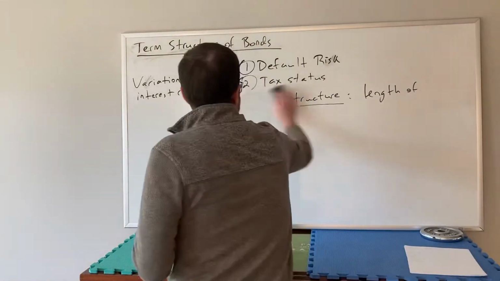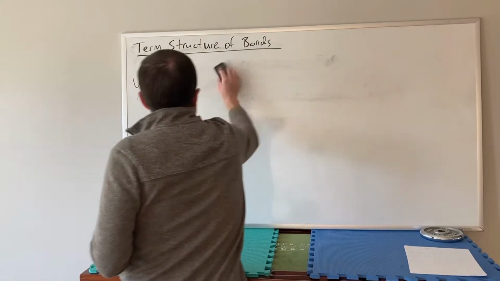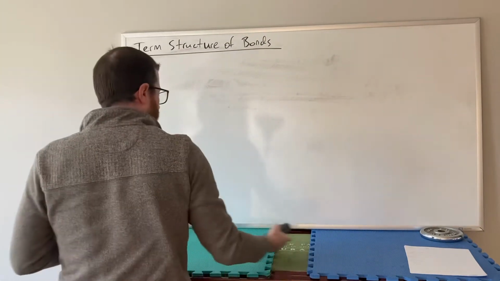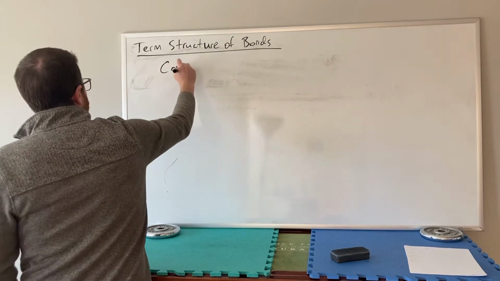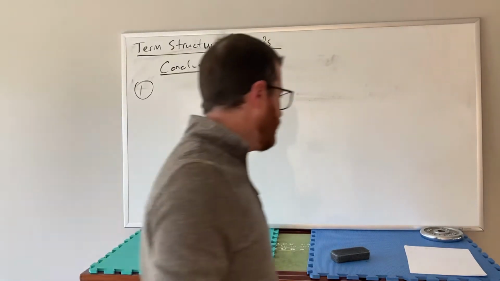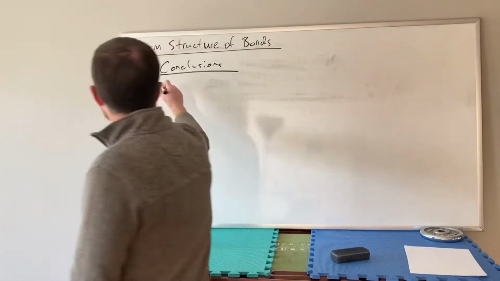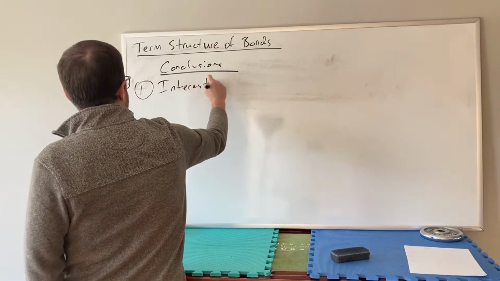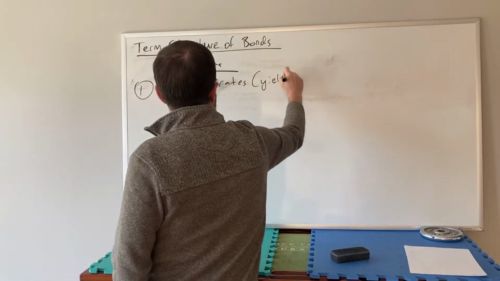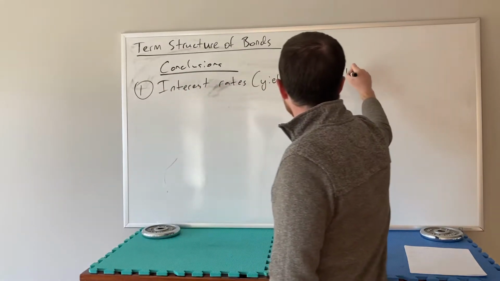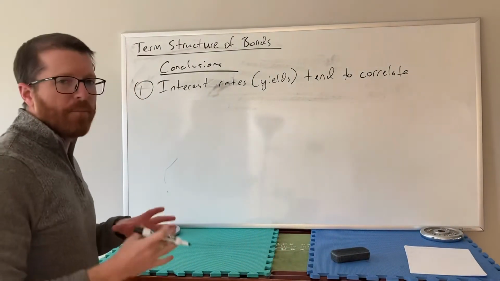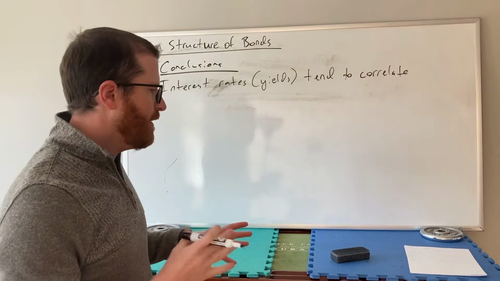And these are going to be our three conclusions. As we look ahead, some of these concepts are pretty straightforward, and I'm not going to spend a lot of time on them. And some of these deserve a lot of attention. So here is what we know when we think about term structures. One is that the interest rate or the yield tend to correlate. All right, when we think about bonds of different lengths, they tend to correlate.